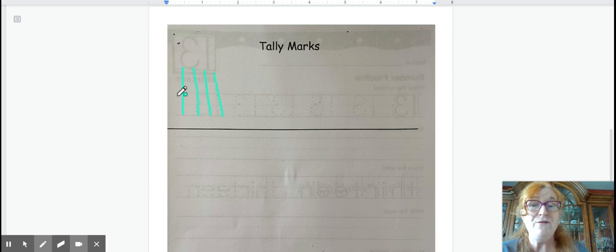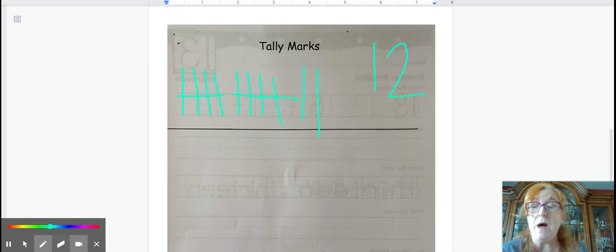So 1, 2, 3, 4, shut the door. That's 5. 6, 7, 8, 9, 10. So 5, 10, 11, 12. So it's 10 plus 2 is the number that you are trying to make today, 12.